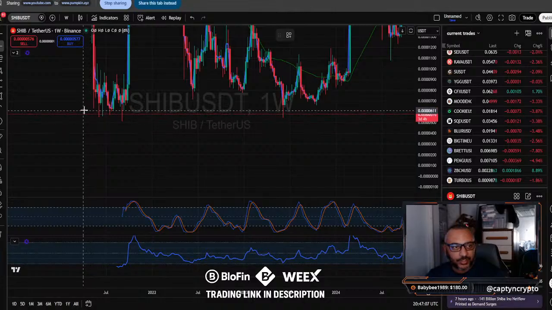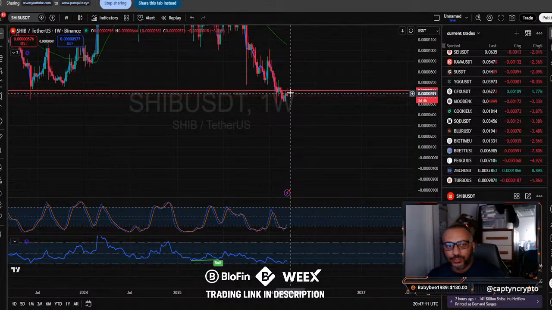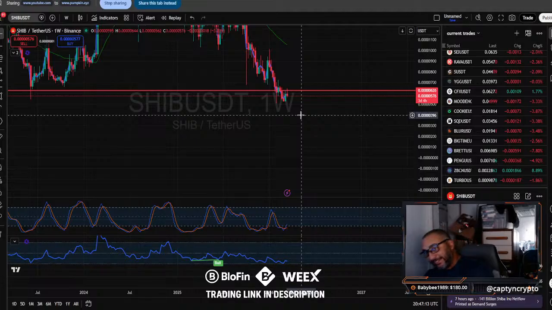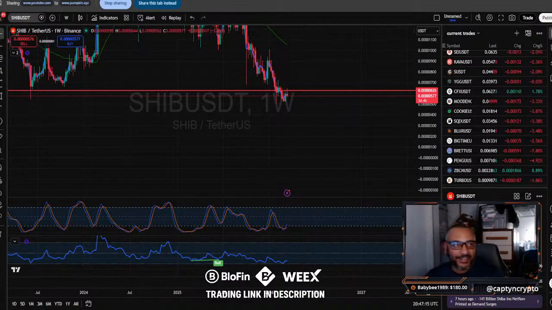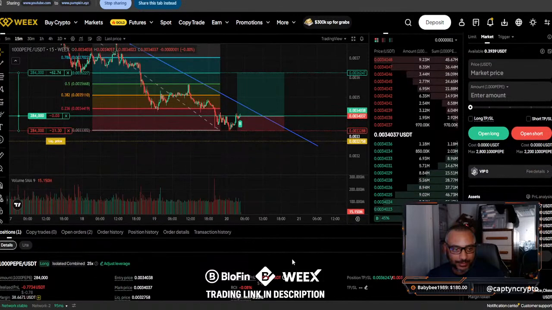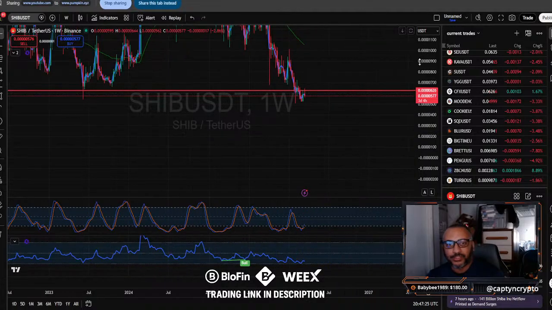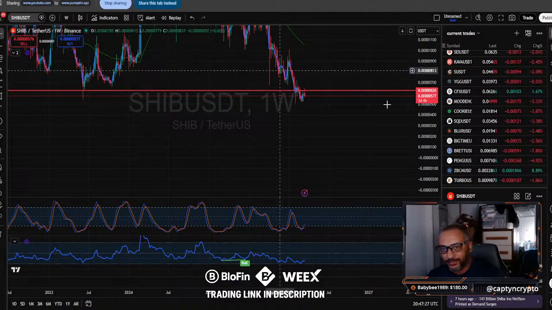So yeah, there's this old saying. When you lose support, you want nothing to do with it. Not only did you lose support, you bearishly backtested it. Yikes. That is not good. Can I see my trade? Okay, we're down on the trade right now. But yeah, that's an unfortunate situation for Shib. Really unfortunate.